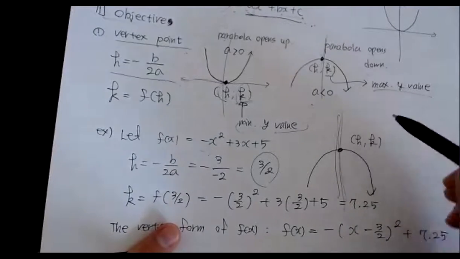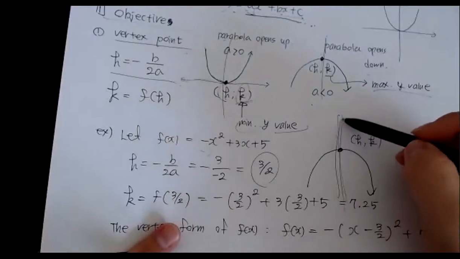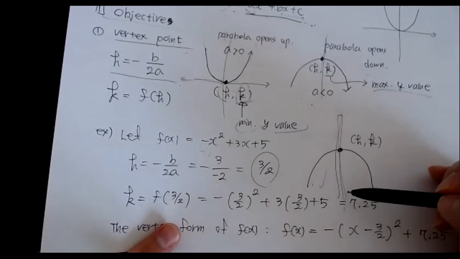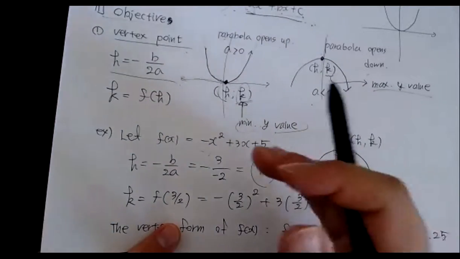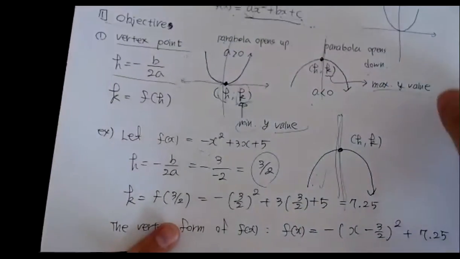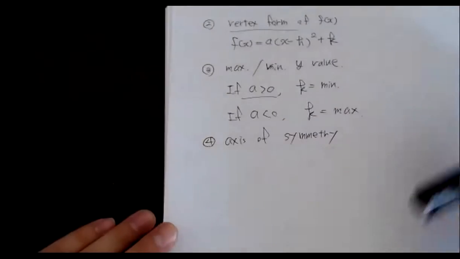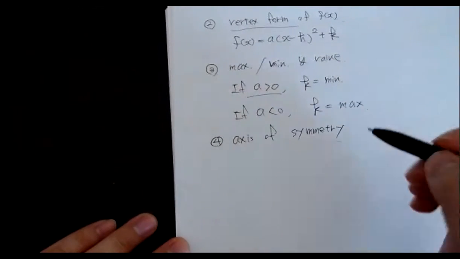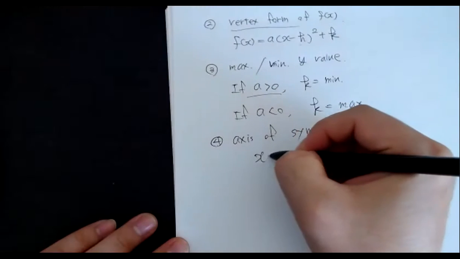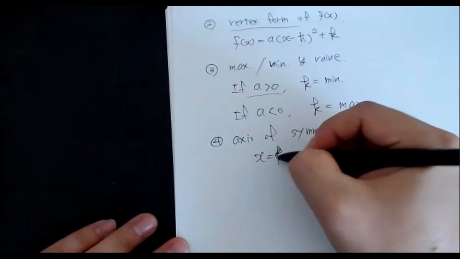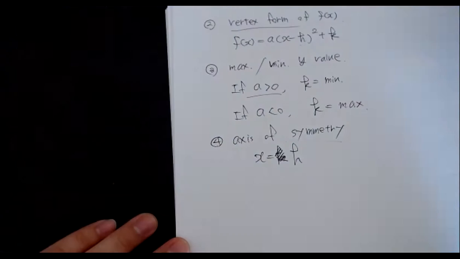When you cut the graph in half and fold one side to the other side, those two graphs exactly match, right? So the equation of that vertical line is x equals k. Oh, sorry, x equals h. Sorry. Okay, so how come?